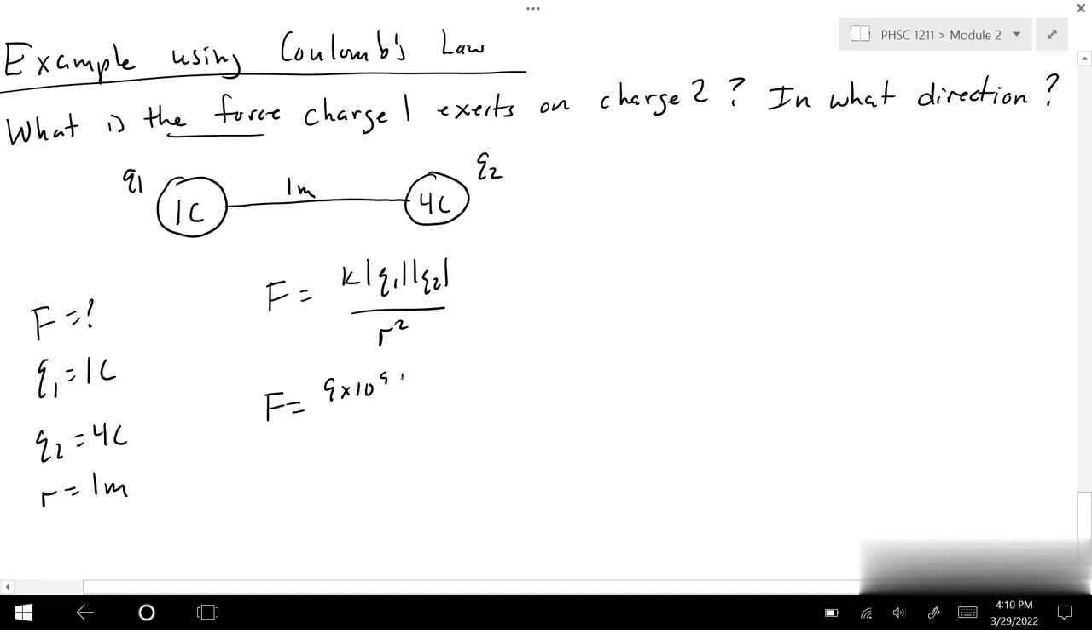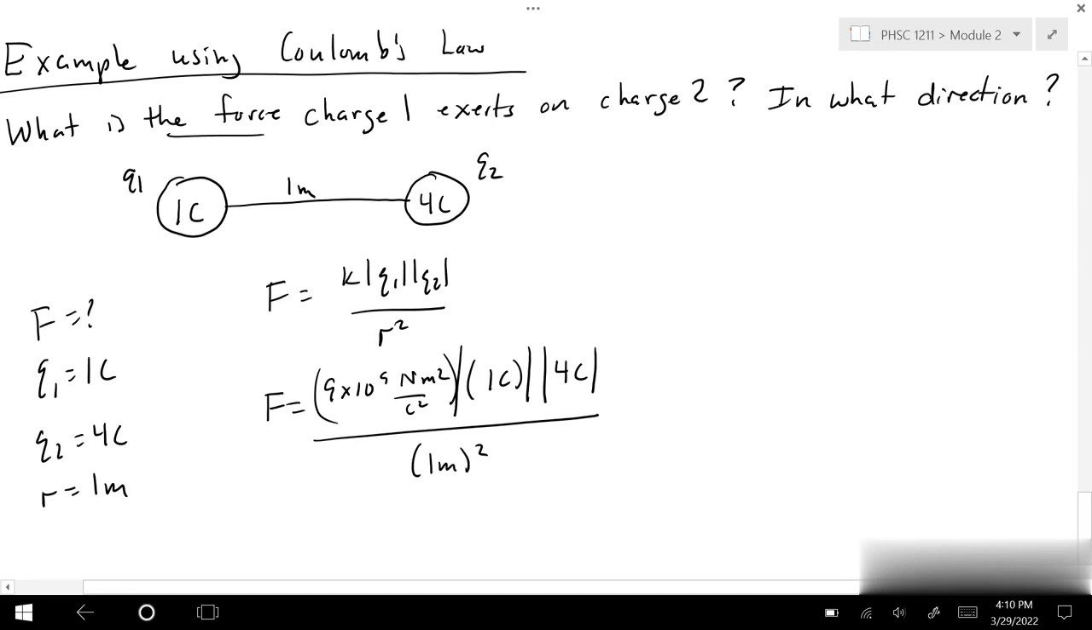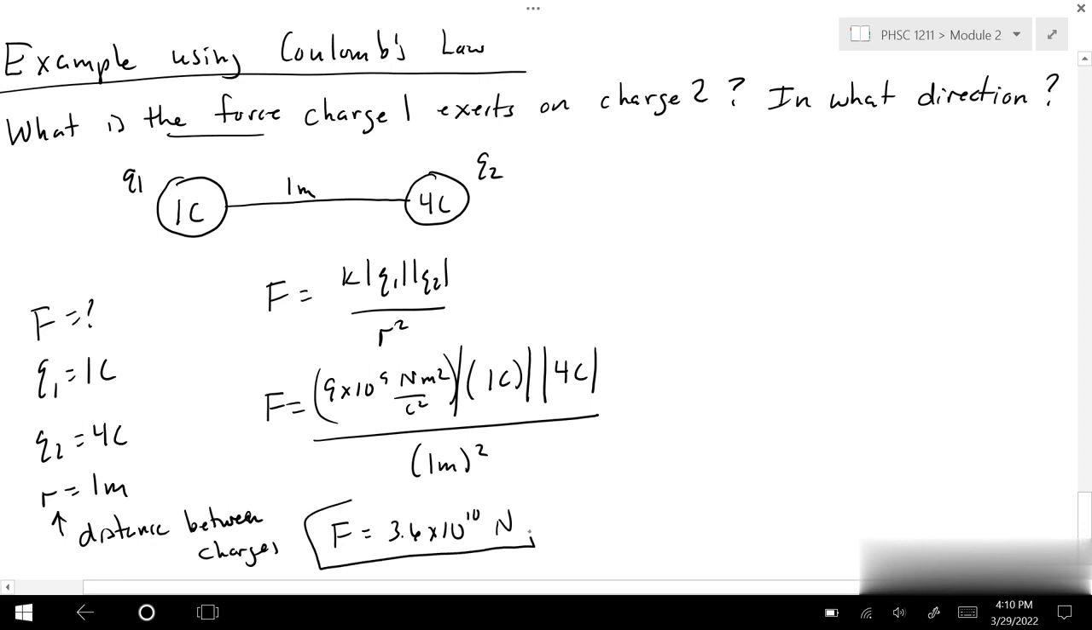F is equal to 9 times 10 to the 9 Newton meters squared per Coulomb squared times absolute value of 1 Coulomb times absolute value of 4 coulombs all over 1 meter squared. I'm not sure I said in the last video, this R is the distance between charges. Even if I did say it, it's a good reminder. So when I punch that into the calculator, I get 3.6 times 10 to the 10 newtons.